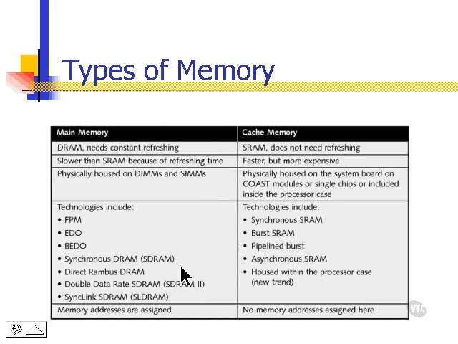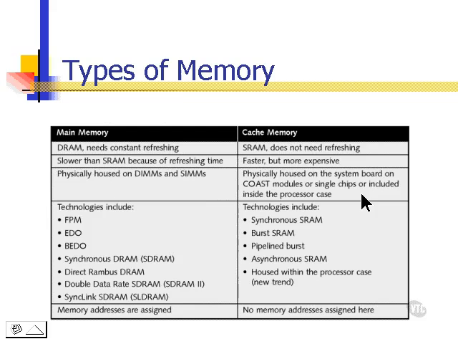Okay, so when we compare DRAM with SRAM, we notice a few things. DRAM needs constant refreshing. This makes it slower than SRAM. SRAM doesn't need refreshing, but it's more expensive. Main memory, DRAM, is physically housed on DIMMs and SIMMs, which we'll talk about in just a minute.